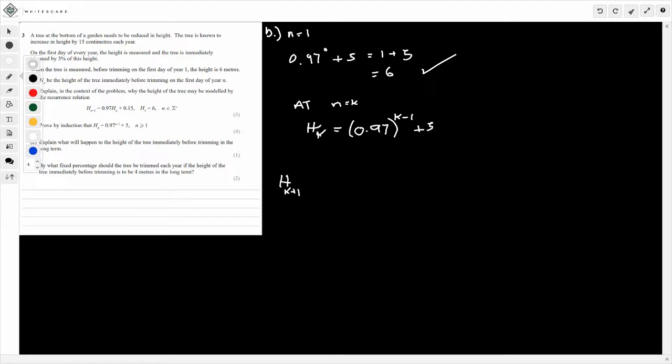H of k plus 1 is going to be equal to 0.97 times h of k. We've just worked out h of k, so let's use that. I won't write out the full expression yet, I'm just going to write it as h of k so you can see what's going on. Wherever there's an n, we're replacing it with a k. So h of k plus 1 is equal to 0.97 h of k plus 0.15.